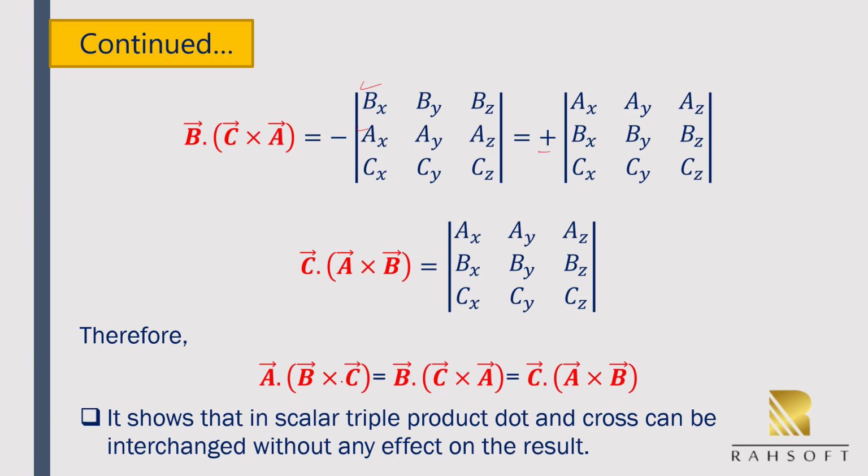A dot B cross C will be equal to B dot C cross A is equal to C dot A cross B. What is this showing exactly? It shows that in the scalar triple product, dot and cross can be interchanged without any effect on the result.